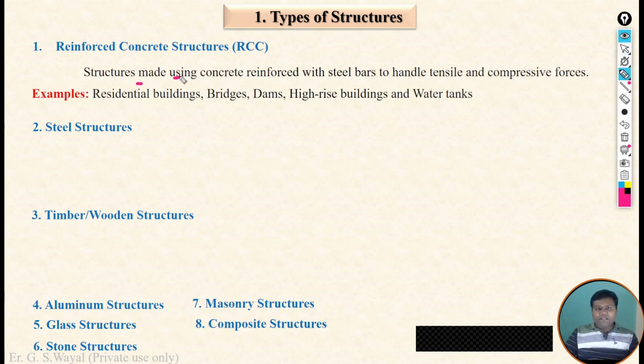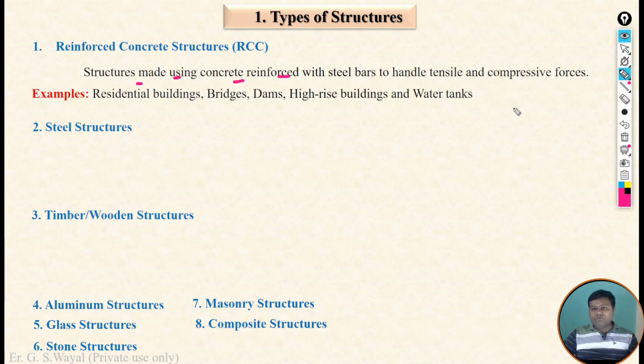The structure made using concrete reinforced with steel bars to handle the tensile and compressive forces. Okay, means we are using the concrete as well as the steel bars in the structure. That particular structure is called a reinforced concrete structure, and generally that structure we use to resist the tensile and compressive forces. Okay, so for what purpose we are using the concrete and why we are using the steel rebars, that we will discuss in depth.